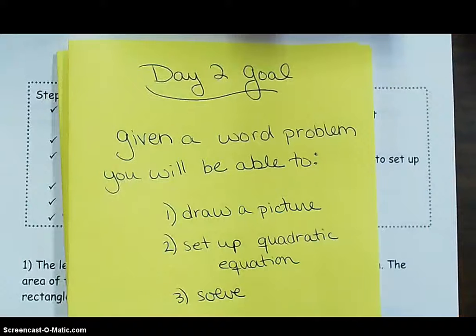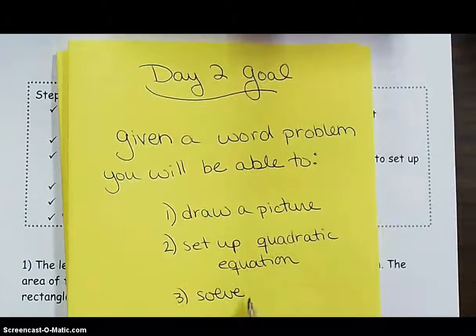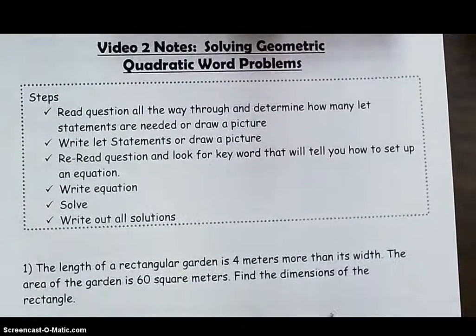Welcome back, everybody, to day 2. Our goal for today: given a word problem, you will be able to draw a picture, set up the equation, and then solve. All right, so let's take a look here.